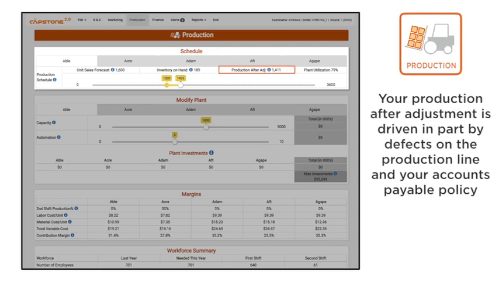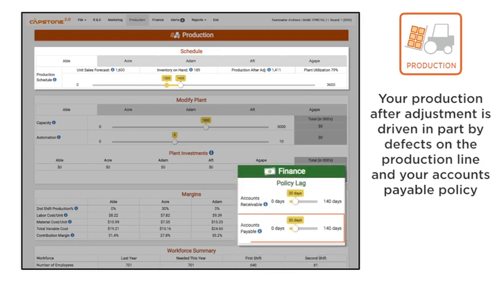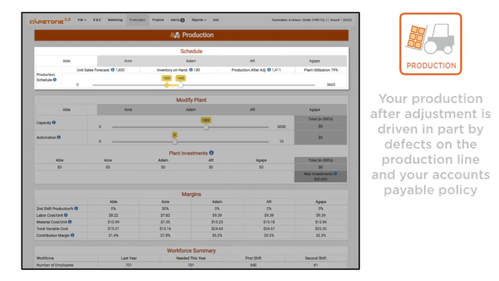The adjustments are driven in part by defects on the production line, as well as your accounts payable policy set by the finance department. The longer you take to pay for your material, the longer your suppliers take to deliver.